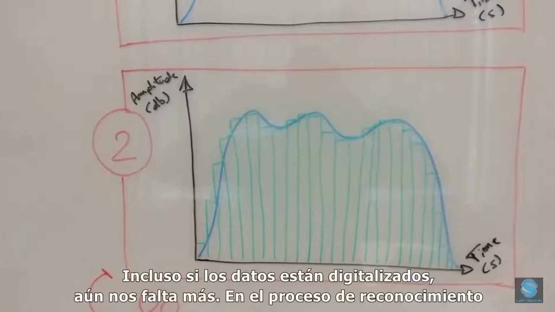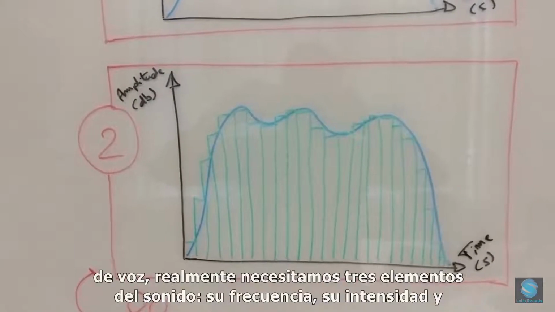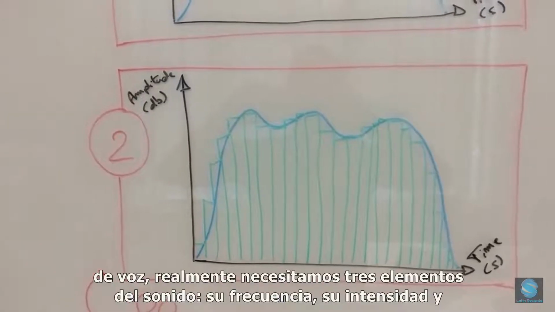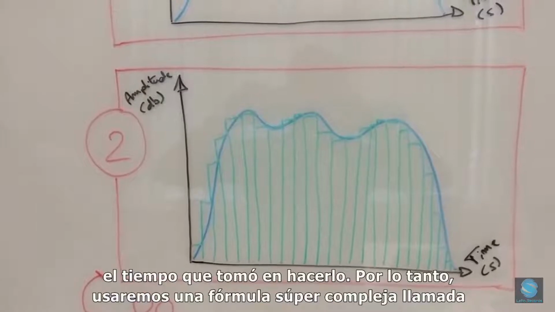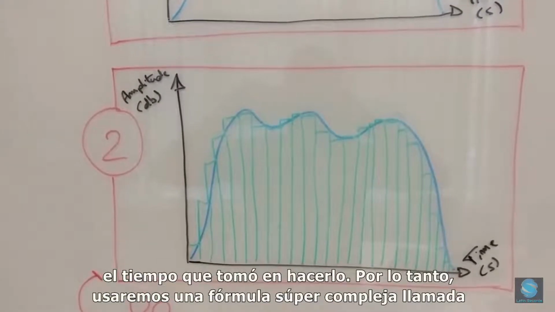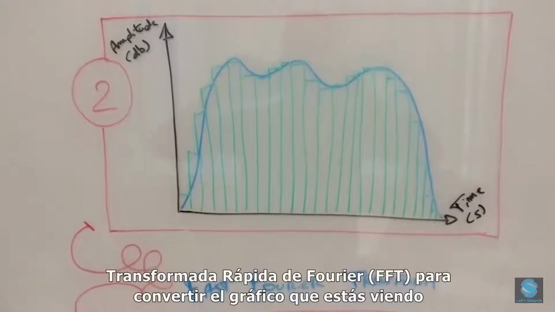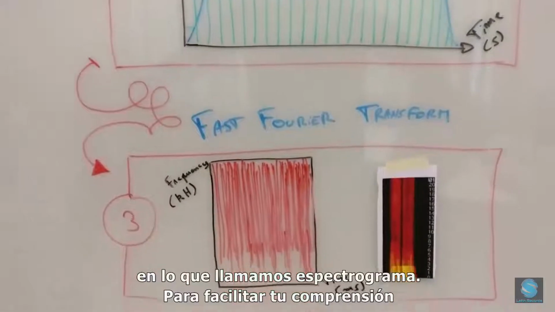Even if the data is digitized, we are still missing something. In the speech recognition process, we actually need three elements of sound: its frequency, its intensity, and the time it took to make it. Therefore, we will be using a super complex formula called fast Fourier transform to convert the graph you're currently seeing into what we call a spectrogram.